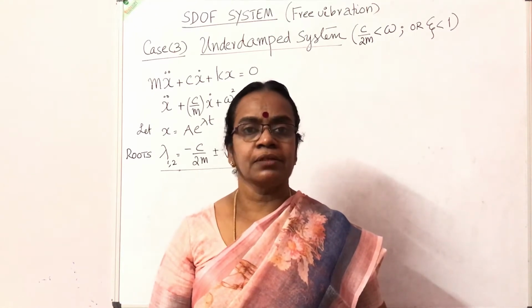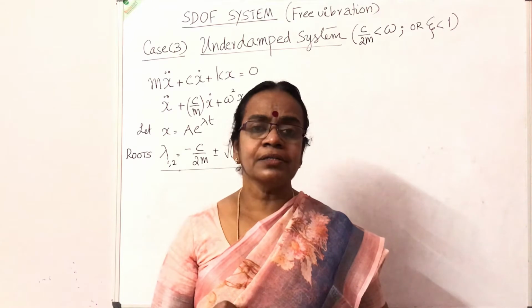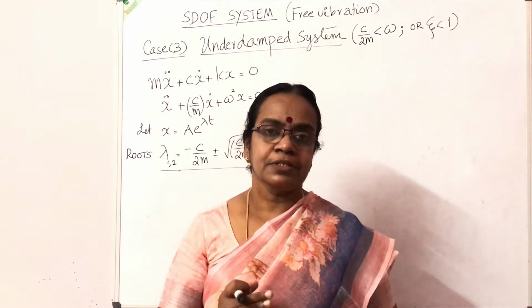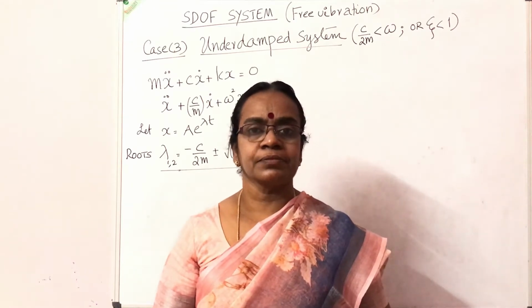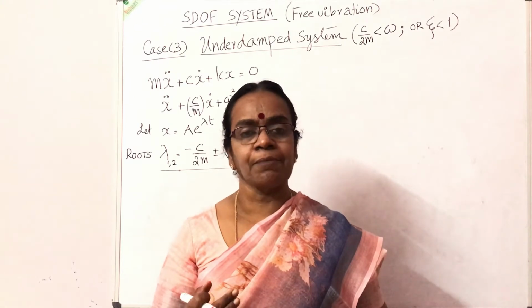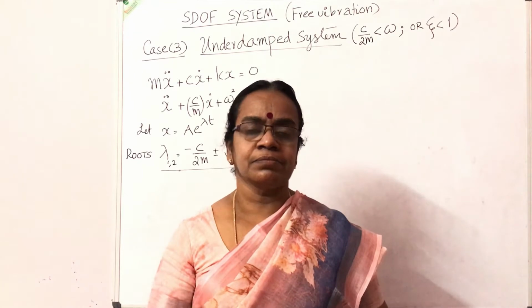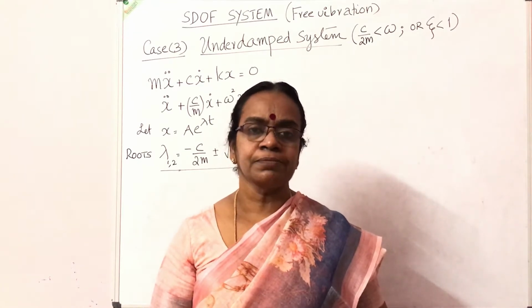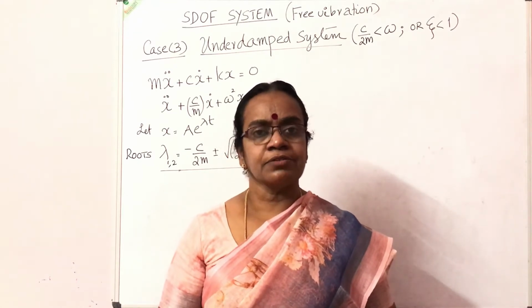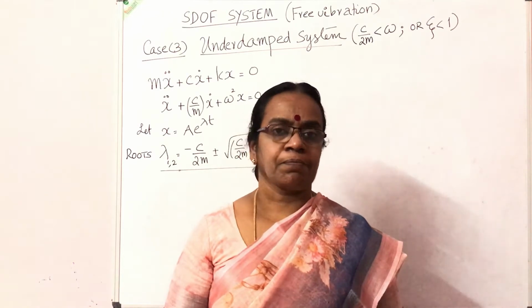Now we come to the third case, the underdamped system, that is the damping ratio is less than 1, or the damping present in the system is less than the minimum damping required for critical damping. Let us see what is the response of the structure.